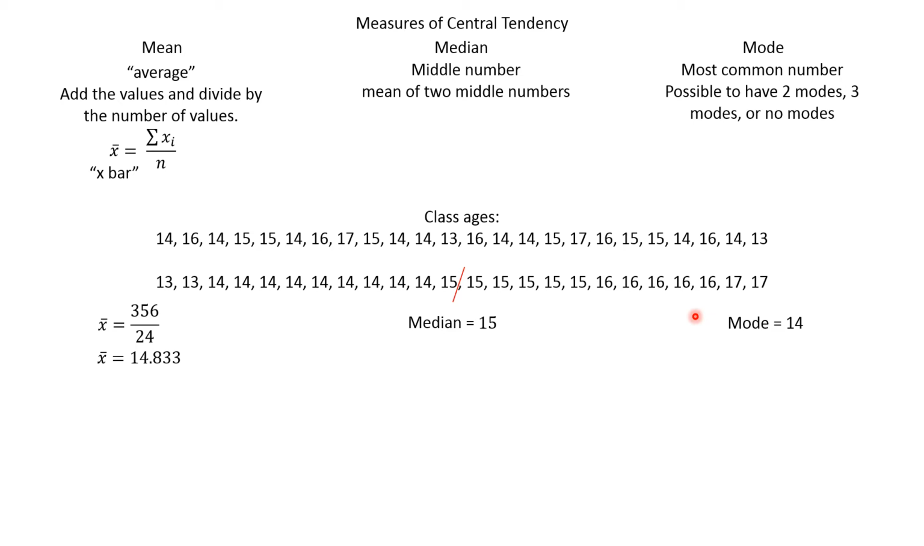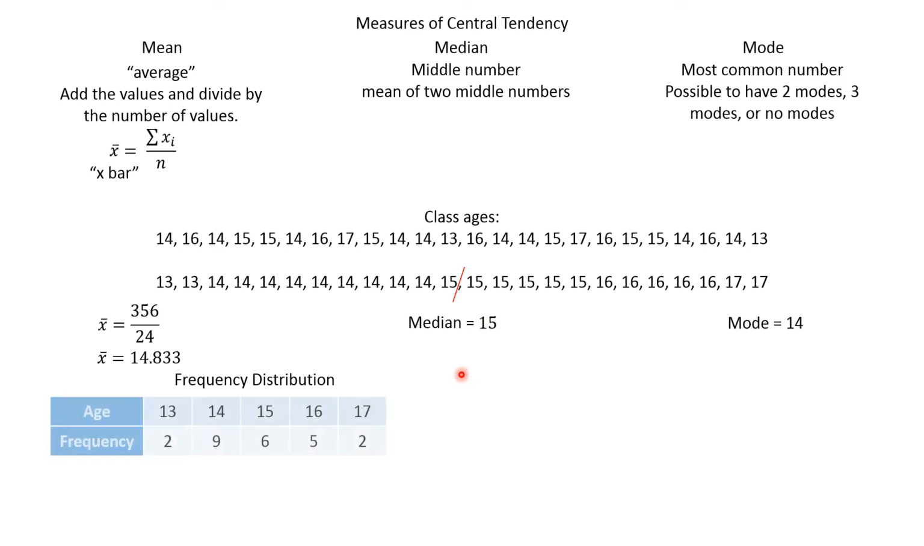And so having the numbers in order can be helpful, but it's not necessarily the best method of displaying data. A better method would be a frequency distribution. In a frequency distribution, we're just going to figure out what are the possible things we could have, the individual ages, 13, 14, 15, 16, 17, and then how many times does each one happen. So we have age and frequency. So 13 happens twice, 14 happens 9 times, 15 happens 6 times, 16 happens 5 times, and 17 happens twice.